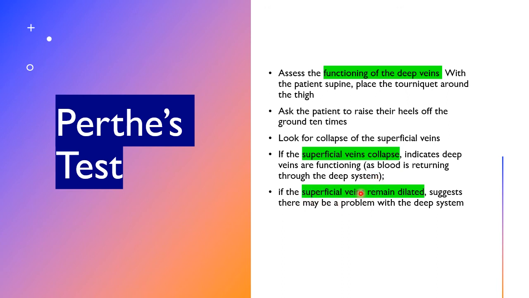If, however, the superficial veins remain dilated or become more dilated, that suggests there may be a problem with the deep vein system, whether it is obstructed or there may be incompetent valves in the deep vein system that prevents the blood from draining from the superficial system. Then it is considered Perthes test positive. So when Perthes test is positive, it suggests deep vein problem, either deep vein thrombosis or incompetent veins or incompetent perforators.